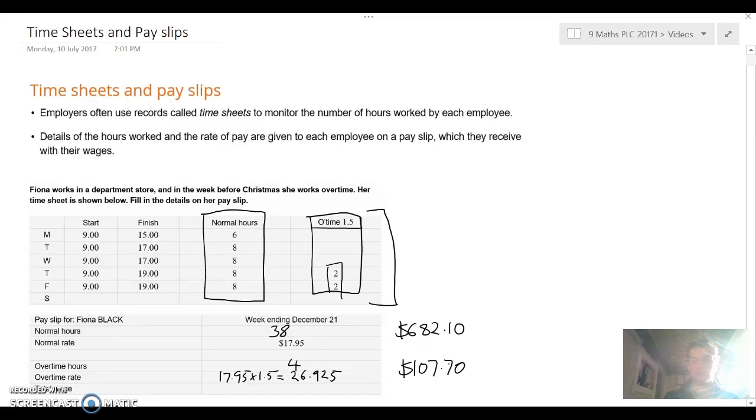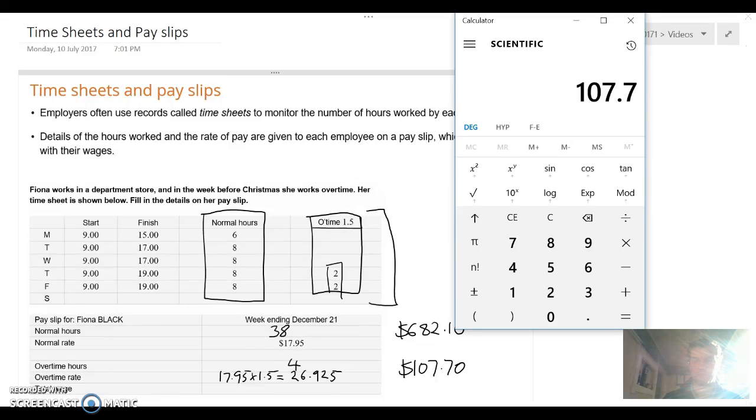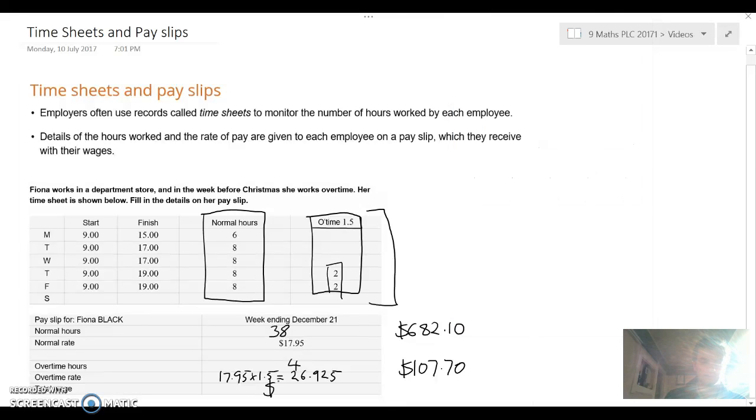Now obviously, to work out the total wage, all we really need to do is take the normal wage and add the overtime. So let's just do that. We've already got the 107 in there, so plus 682.10 is $789.80. So there we have it.